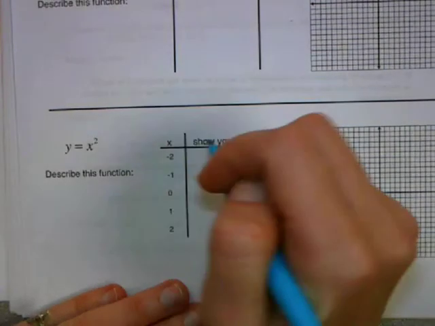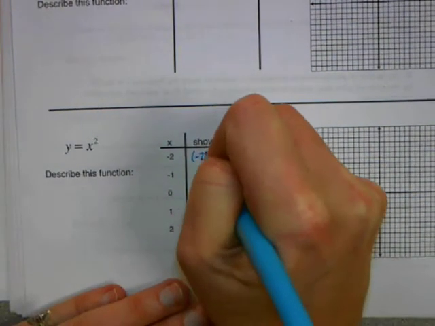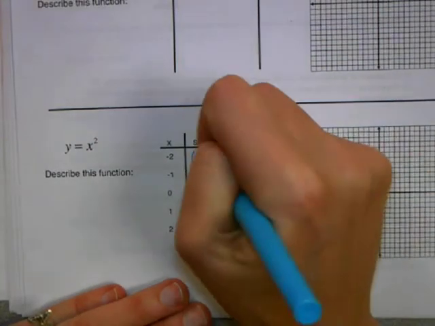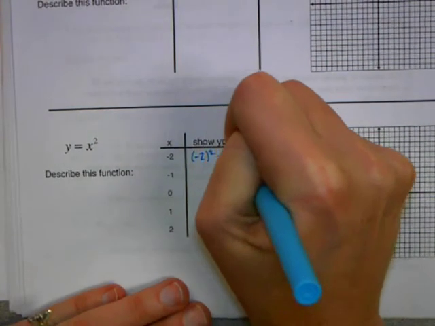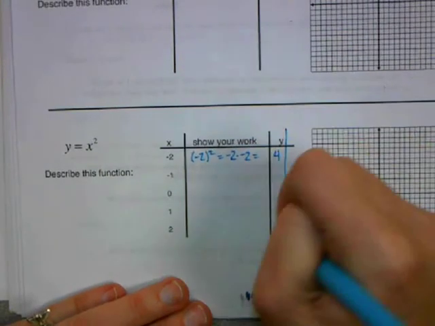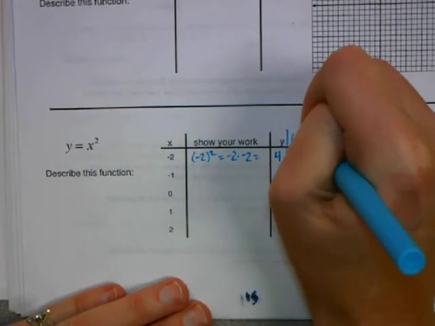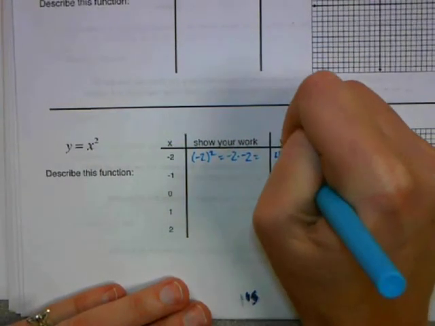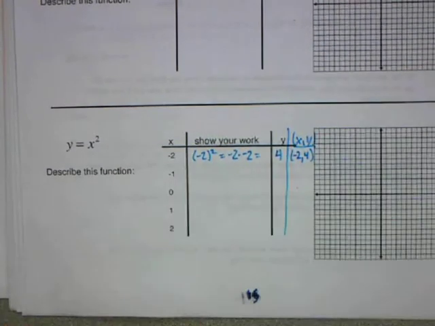So that means we're going to do x squared, which is negative 2 squared, which is negative 2 times negative 2. And a negative times negative is a positive. So that's a positive 4. So I'm going to make my last column here. That point would be negative 2, 4.